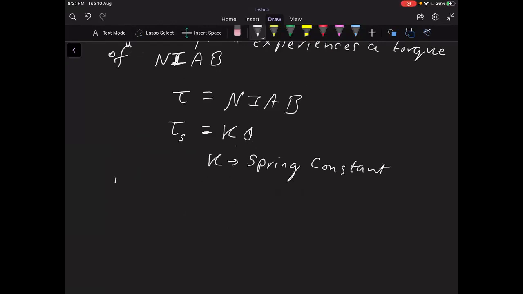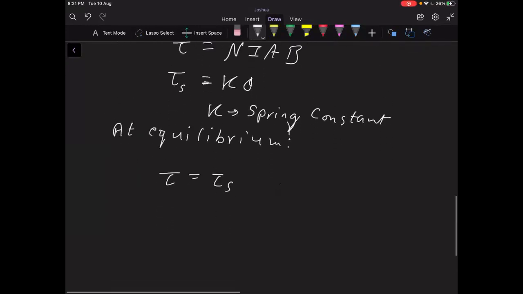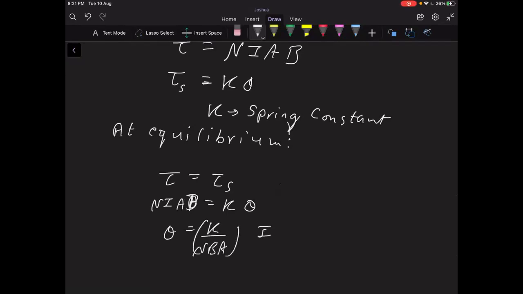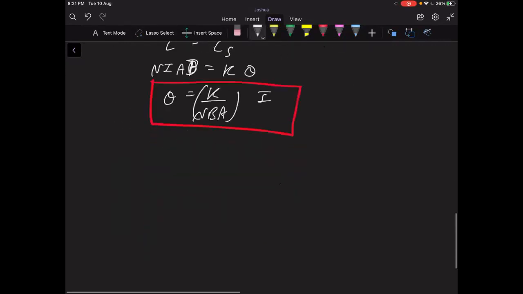So basically for equilibrium, when it settles down somewhere, tau equals tau s. So NIAB equals K theta. So theta equals K by NBA into I. K by NBA is also known as the current sensitivity.